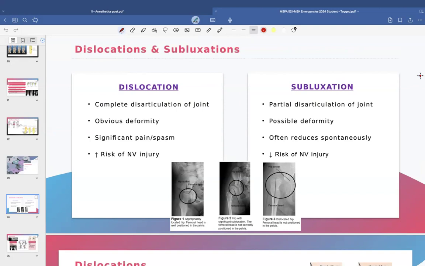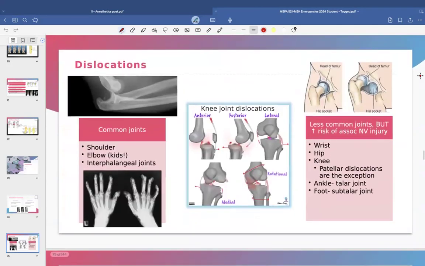For dislocations, common joints are going to be your shoulders. With kids, they tell you not to swing them by their arms because you can dislocate their elbows. So elbows a lot for kids. My Instagram feed has been filled with basketball lately since it's NCAA. There was one where Kobe dislocated his finger at one point, and his trainer comes and snaps it back into place. But fingers are another common place for dislocations.